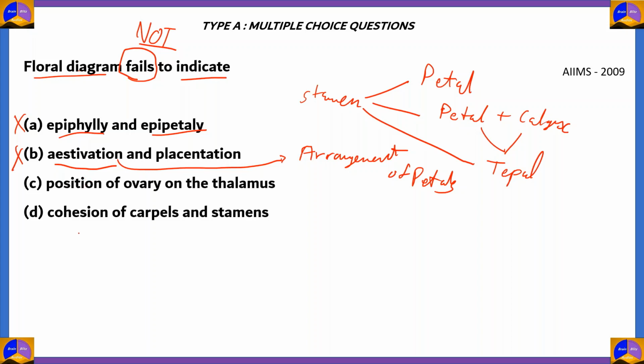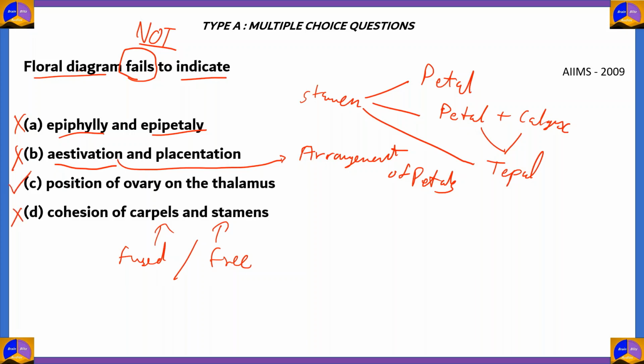Let's look at option D, cohesion of carpels and stamens. So this deals with either fused or free carpels or stamens, which is again indicated in floral diagrams. So option D is incorrect.